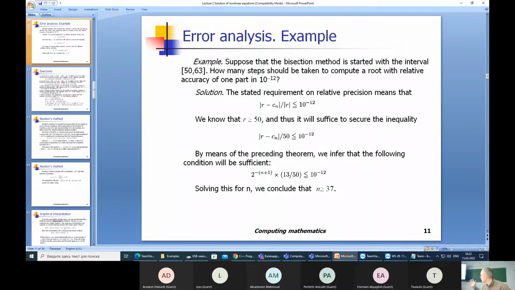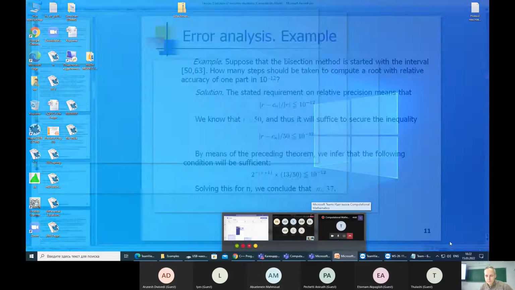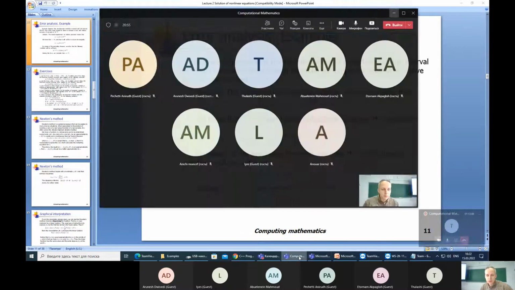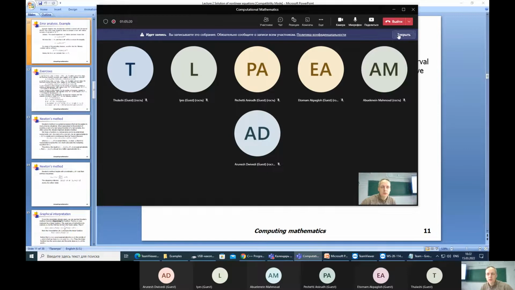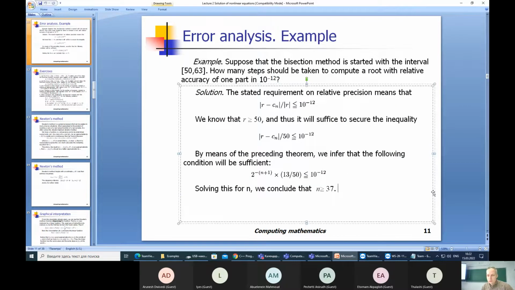Well, do you have any questions about the method? No questions. Okay. And other students who connect using Teams? No questions. Good, very good.